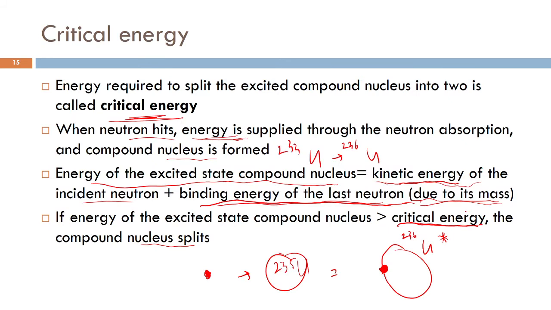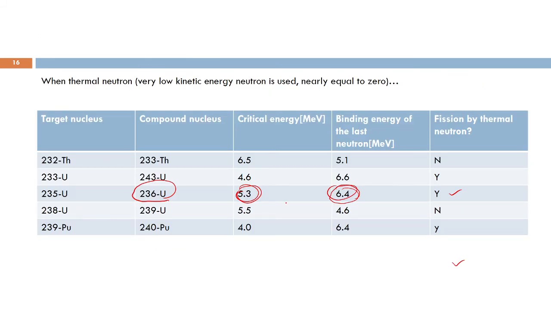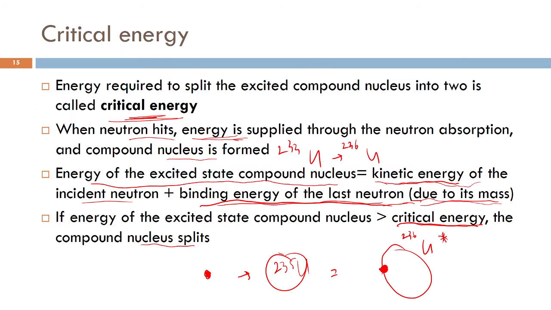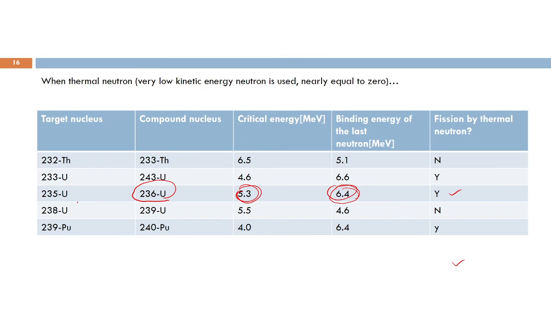So which is why even with thermal neutron, which I said we can neglect its kinetic energy, it is possible to make the uranium-235 fission. Even though actually the splitting nucleus was uranium-236, that was because of the absorption of thermal neutron with uranium-235. Okay, so this is the theoretical critical energy.